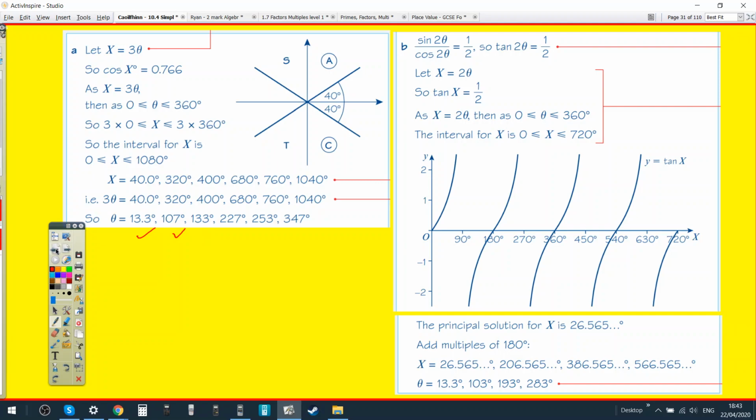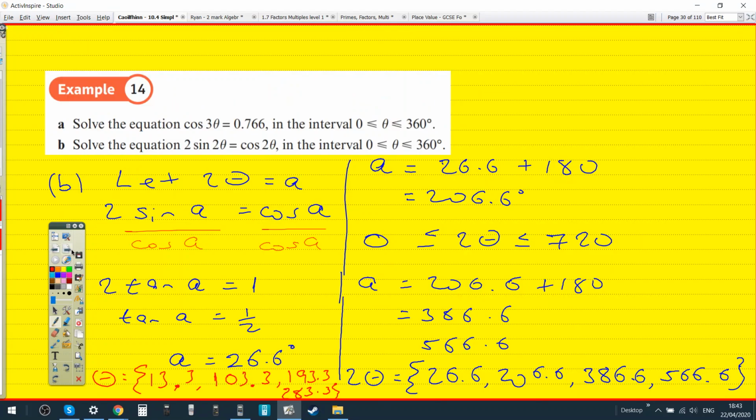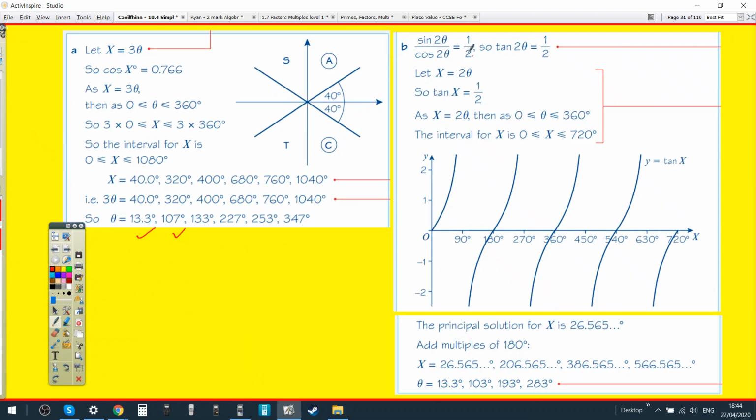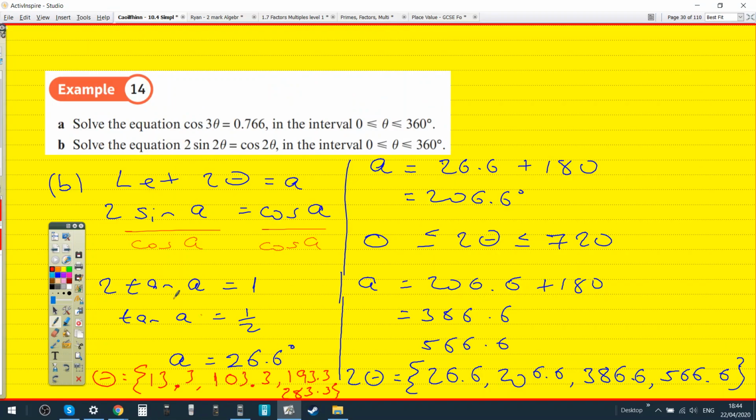Oh, is this part A? Oh, that's part A. Wait. Where's part B? Part B's over here. 13.3, 103, 193, 283. Yes, they just rounded it to 3 sig fig.